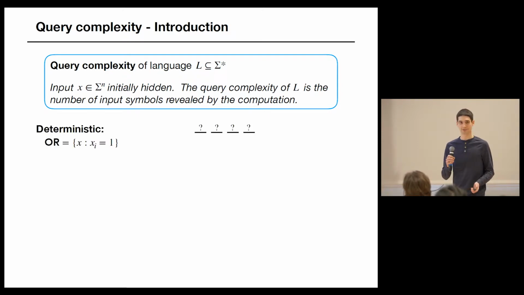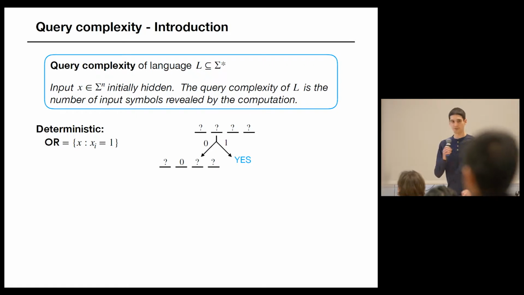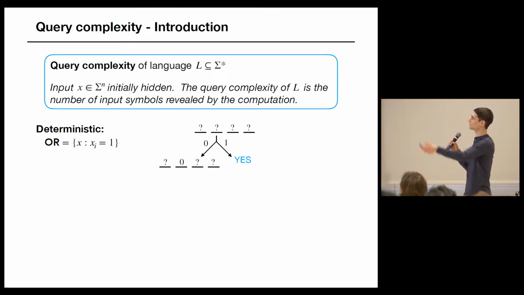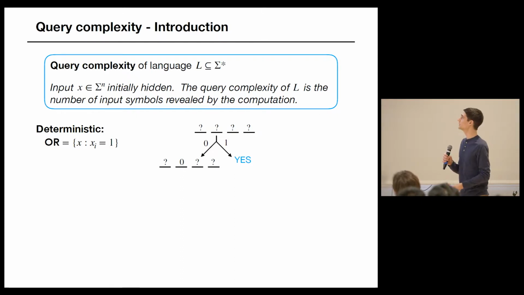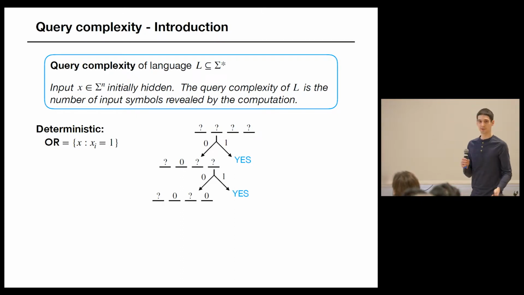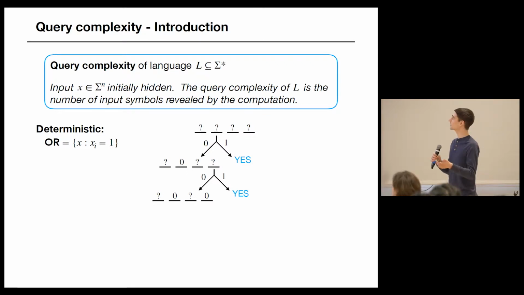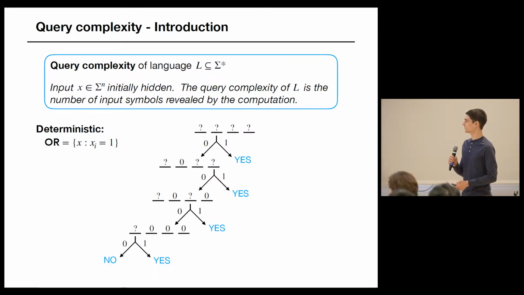For deterministic algorithms, this is quite straightforward. So imagine we have the language OR. This is just all words such that one of the bits is set to 1. And consider this 4-bit word here. Initially, I don't know what it is, so I might query some bit. And if it's a 1, then that's great, because then I don't need to look at any of the other bits. I already know that this word must be in the language, so I can just output yes. Otherwise, if it's 0, then I don't know yet. Maybe there's a 1, maybe there's not, so I have to keep searching. So then I might query the fourth bit. If it's a 1, then great, I know it's in the language. Otherwise, I don't know, and so on and so forth.